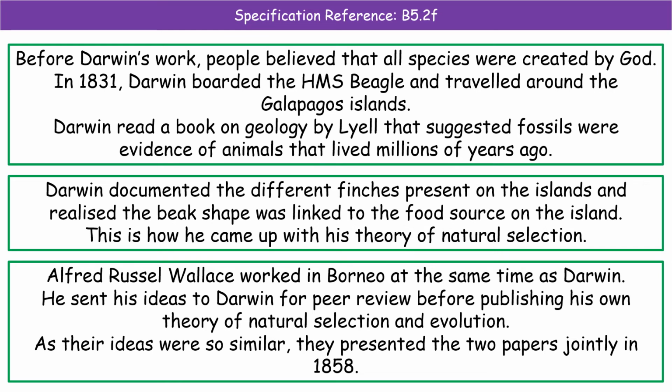What Wallace actually did was he sent his ideas to Darwin for this idea of peer review, so getting another scientist to look over your work to see if there are problems with it that need rectifying, before publishing his own theory. Now, when Darwin read this work, he realised that their ideas were really similar, and so the pair of them presented their papers jointly. So rather than just being an individual scientist, they said, you know what, we've come up with the same ideas here, we can present both our papers together to give even more weight to our findings, because we've got two different sets of evidence that both lead to the same conclusion.